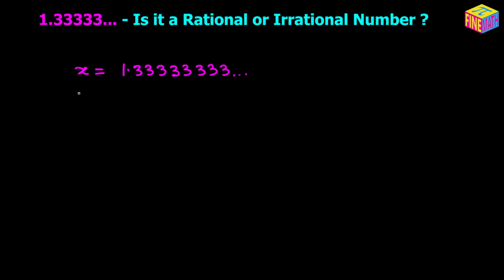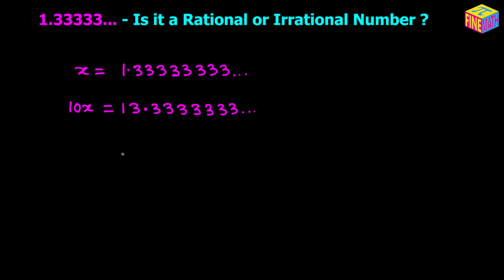Now, if we multiply x by 10, let's see what happens. We are multiplying both sides, so on the left side we have 10 times x. 10 times x will become, the decimal digit will shift to the right by one position. So this will become 13.33333, again this 3333 will continue infinite times. This repeating decimal digit will appear infinite times.